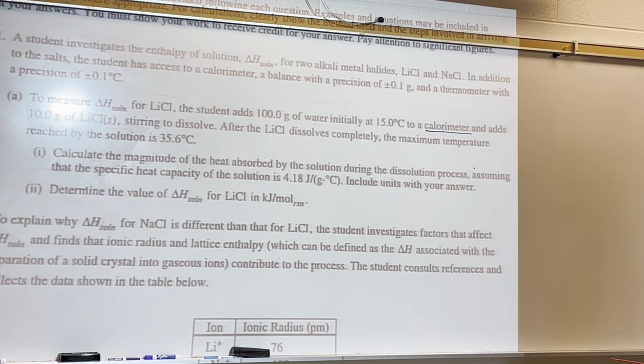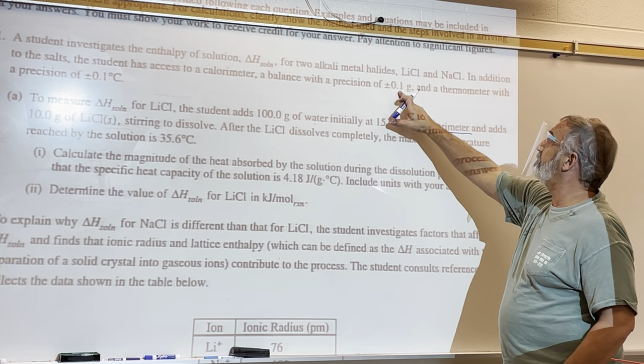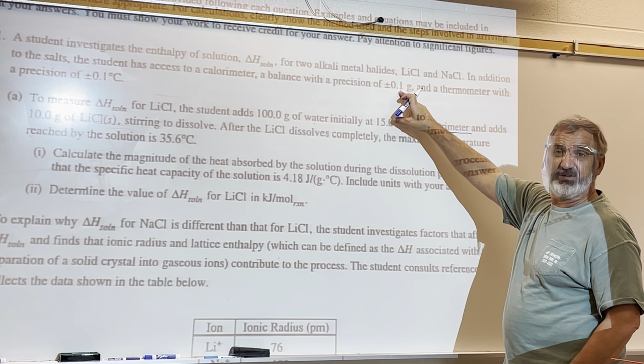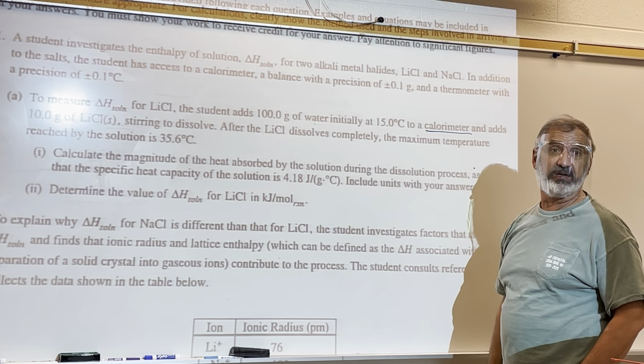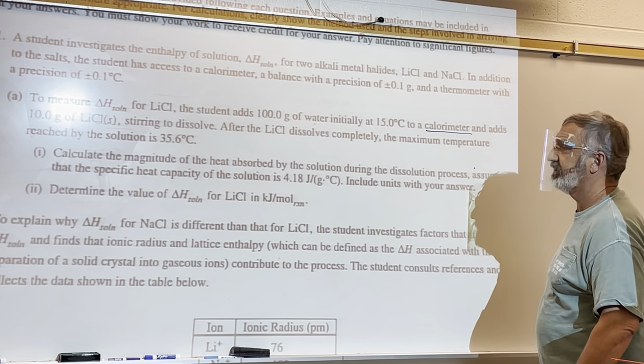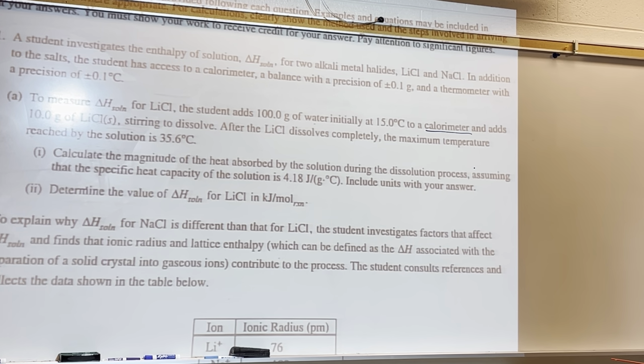Okay? So that means precision plus or minus, that means it measures to the nearest 0.1. It really has to tell me, okay, I can go to the tenth place here, I can go to the tenth place there. That's what that means. And there's a specific heat question at the very end, a significant figures question at the very end.